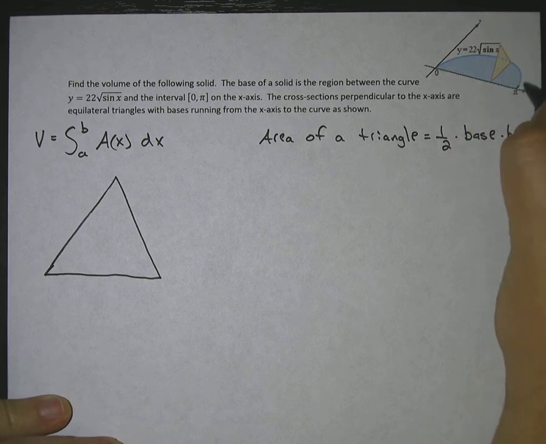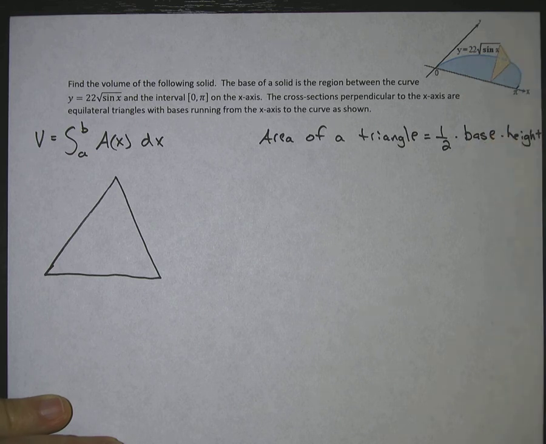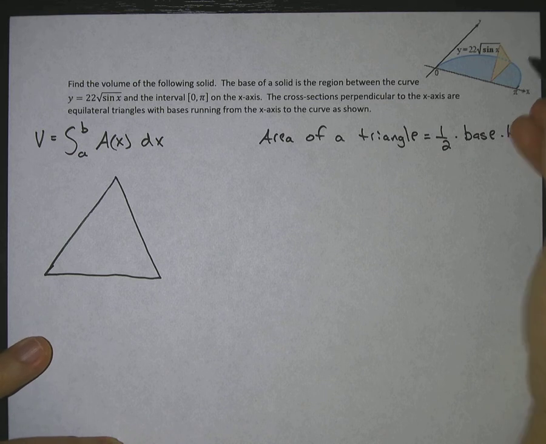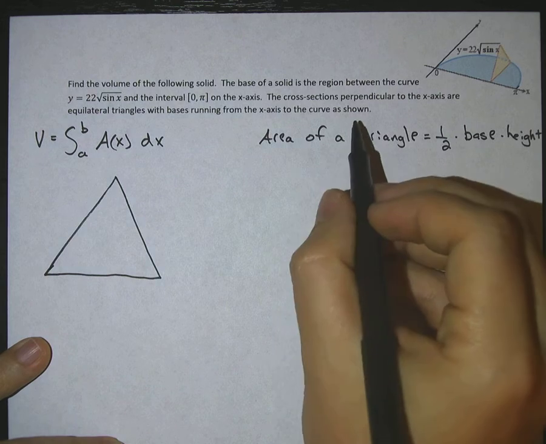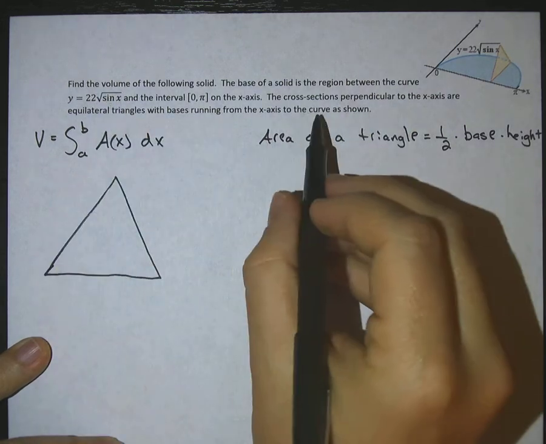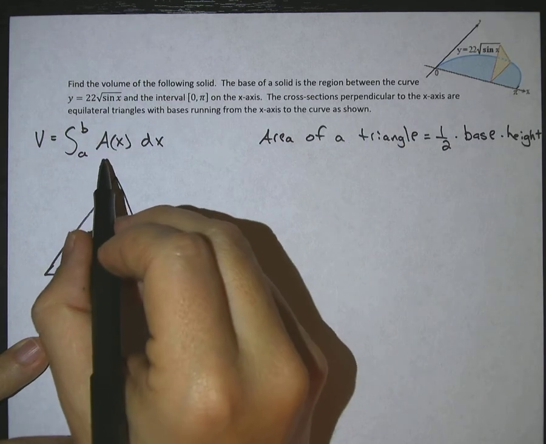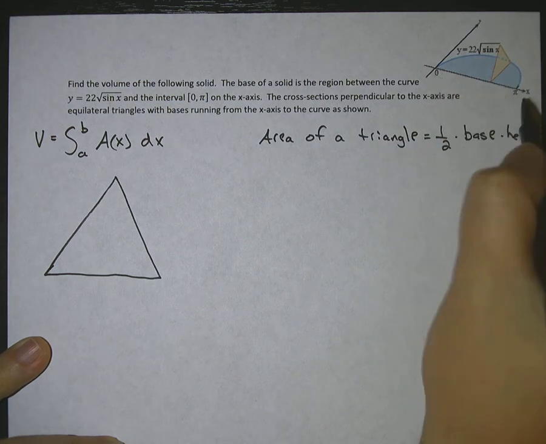This is the function, 22 square root sine x. This is the equilateral triangle with its base equal to the distance between the x-axis and the curve, which is 22 square root sine x. Recall that we're asked to find the volume of the solid with cross sections perpendicular to the x-axis. So we're basically going to integrate the area of one triangle over the interval 0 to pi.